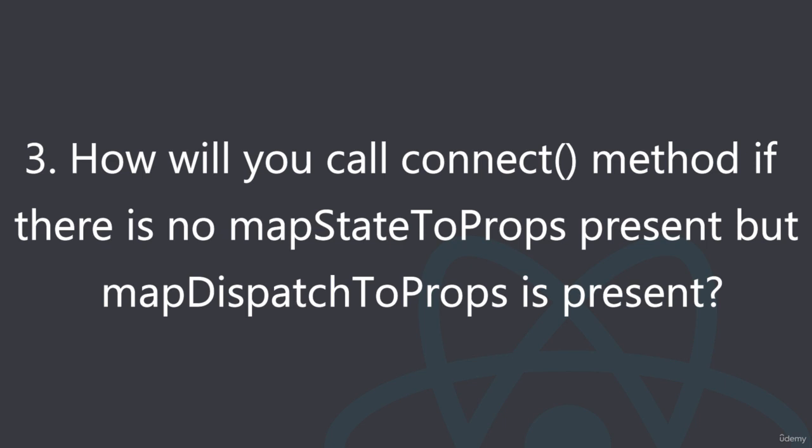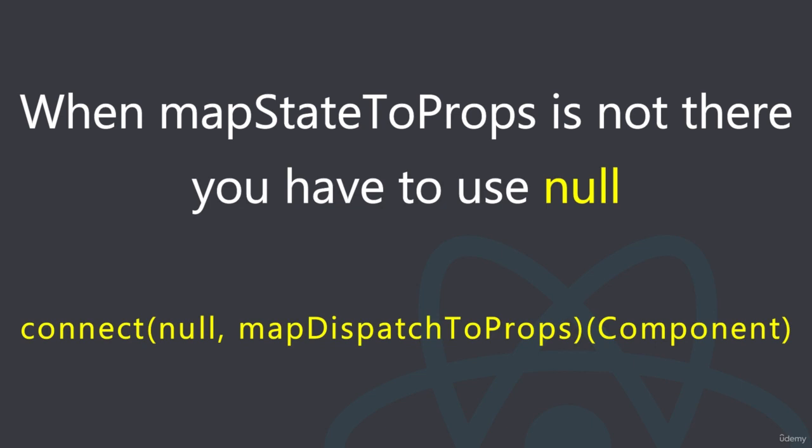The third question is, how will you call the connect method if there is no map state to props present but map dispatch to props is present? As I mentioned, when the map state to props is not there, you have to use null and then you give map dispatch to props. Map dispatch to props we are going to see in the immediate next lecture.